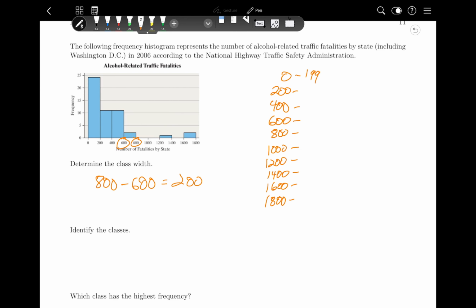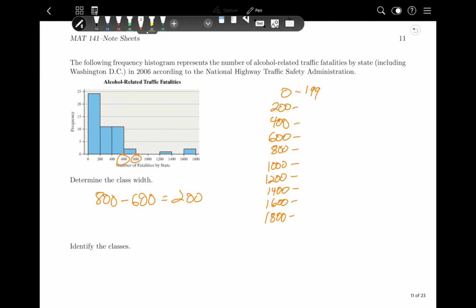And then you can find the rest of these just following the pattern, adding the class width to the upper class limit. So this next one would be 399, and then 599, 799, 999, 1199, 1399, 1599, and 1799. And notice I wrote 1800, but we don't actually use that one because there's no bar for that, so that class doesn't actually exist in this problem. It's just labeling the top of that bar, which is at 1799. So those are the classes in this example.